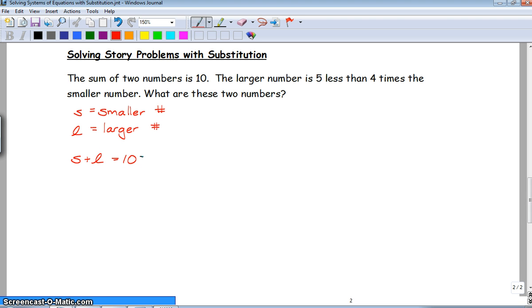On the second equation, the larger number, so that tells me I'm going to use an L. Is means equals. 5 less than, so that tells me I'm going to be taking away 5. 4 times the smaller number, so just 4 times S. Put it all together, and our equation is L equals 4S minus 5.